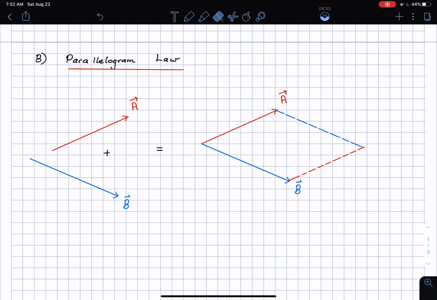How do I get the resultant? All I have to do is join the pinned point to the point of intersection of these parallel lines. Okay, and this is going to be the resultant R, which is going to be A plus B. Okay, and I'm going to outline the steps now.